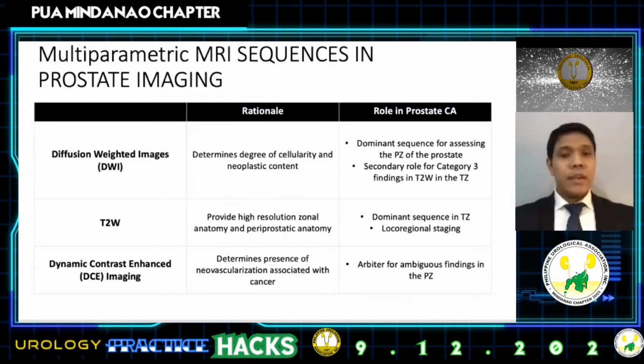And then finally, you have DCE, or dynamic contrast enhanced imaging. And this determines the presence of neovascularization that's associated with cancer. So for those with ambiguous findings, particularly in the peripheral zone, it's the final arbiter.